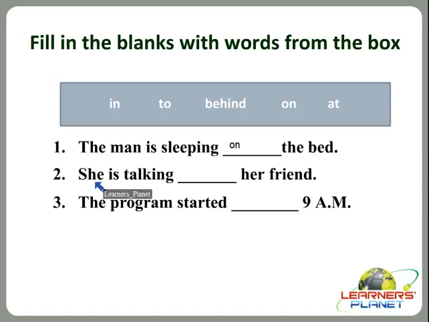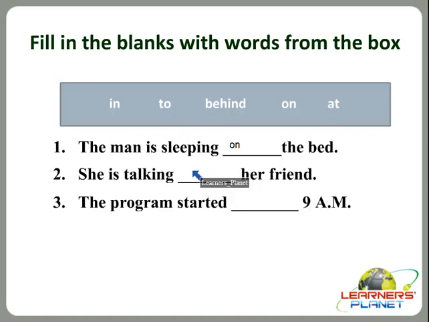Next. She is talking dash her friend. She is talking in her friend. She cannot go in her friend and talk. She is talking to her friend. Point your finger. Can you see the friend? Yes, she is talking to her friend.